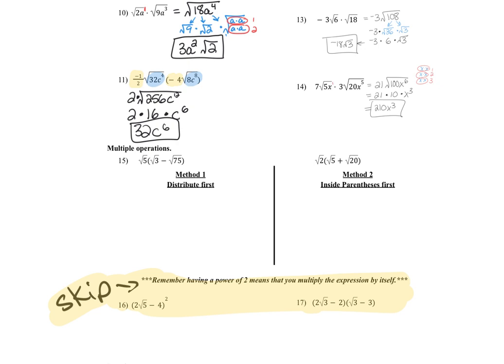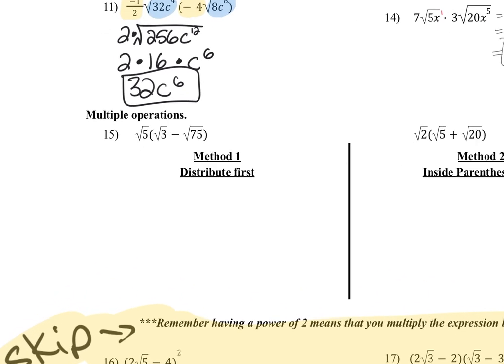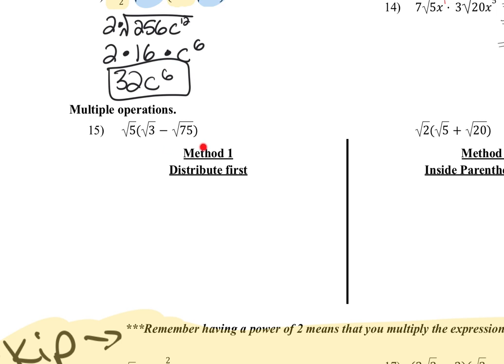Last piece we're going to talk about is multiple operations. You'll notice I'm skipping over 16 and 17. So I will do mixed operations. First method is called the distributive method. And we're going to do exactly that.